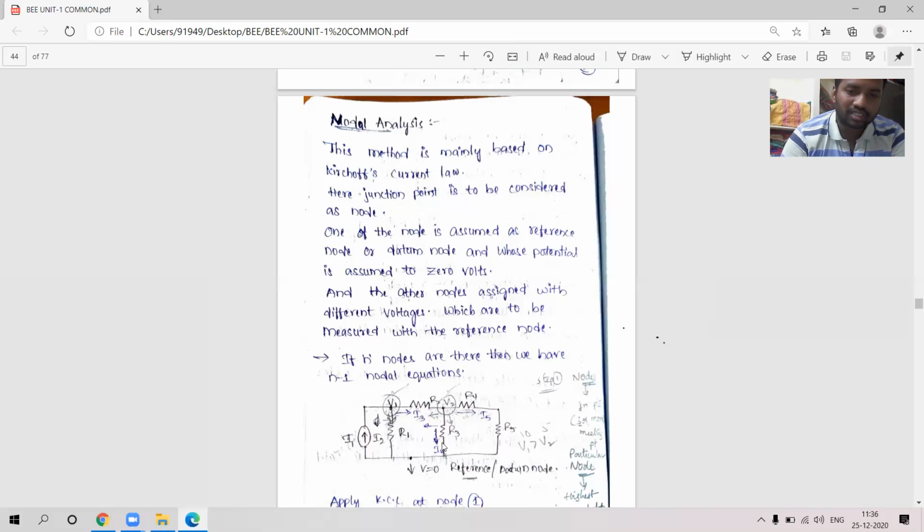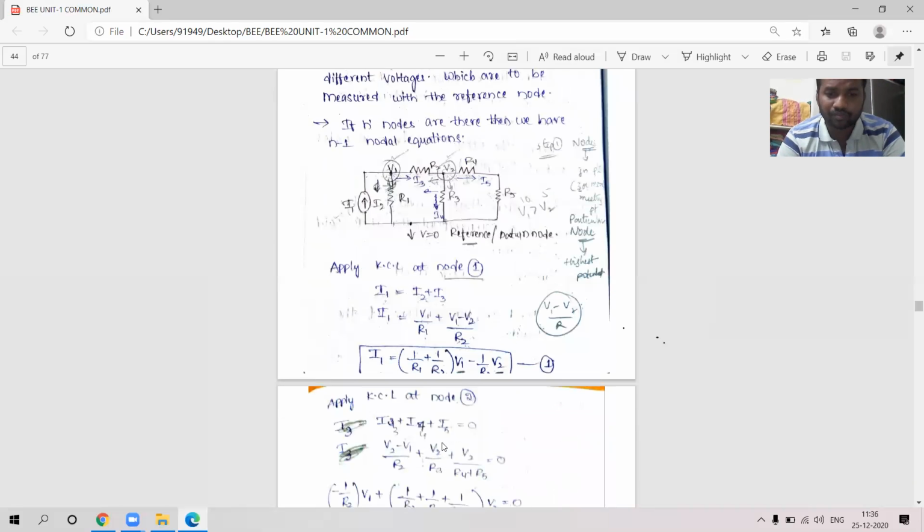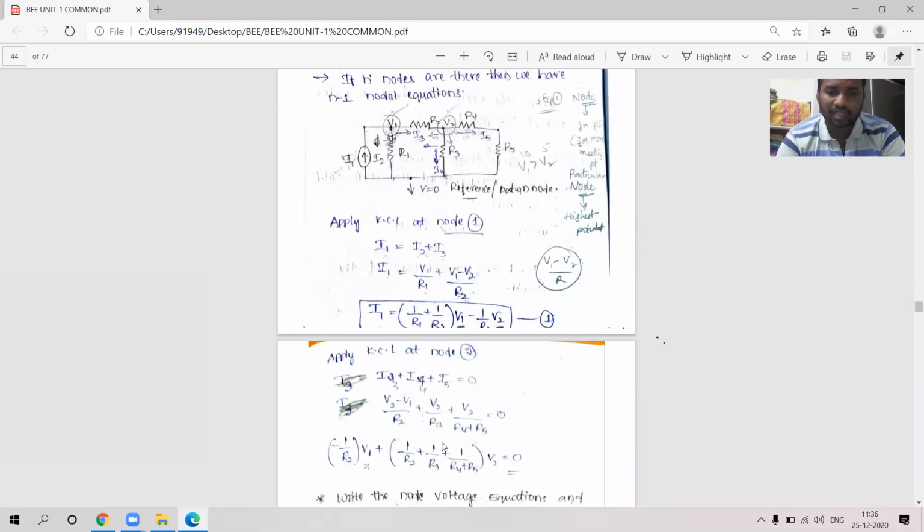Let us see this circuit, a very simple circuit I have taken. I am writing the equations for the same circuit. The procedure is, for the circuit, the first thing you need to do is give the nodes. First, just make dot marks on them.